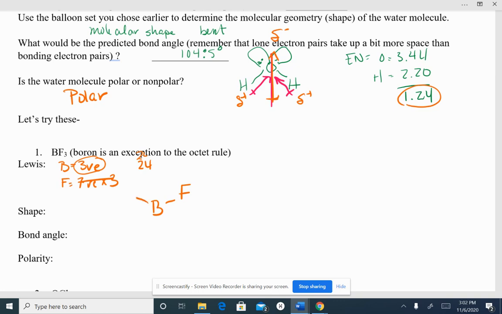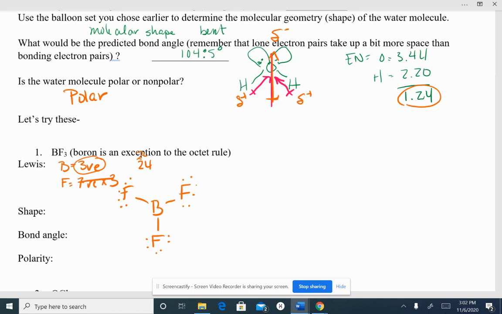If I look at boron and fluorine, I've made my 3 bonds. I've used up 6 electrons, and I still have 18 to use. Fluorine only has 2, and it wants a full octet. So I'm going to need to put 6 electrons on each fluorine to satisfy the octet for fluorine.